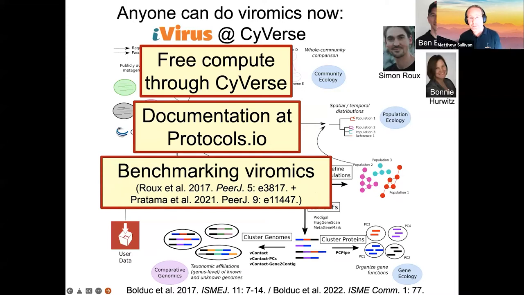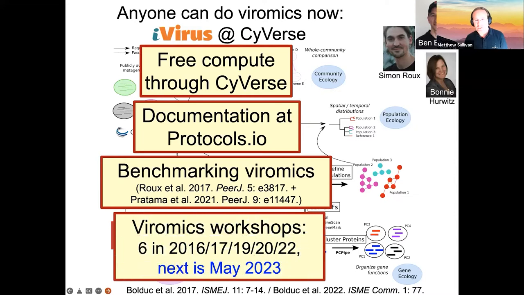We've spent a lot of time benchmarking for the field viromics. I list a couple of papers here. There were 5 or 6 before these two to make sure that students aren't losing time troubleshooting every step in the pathway. We've really helped develop standards. And then we've gone out and tried to really democratize this capability by training particularly postdocs and graduate students in viromics through 6 workshops since 2016. And the next one will be next year in May. We just held the most recent one last month.